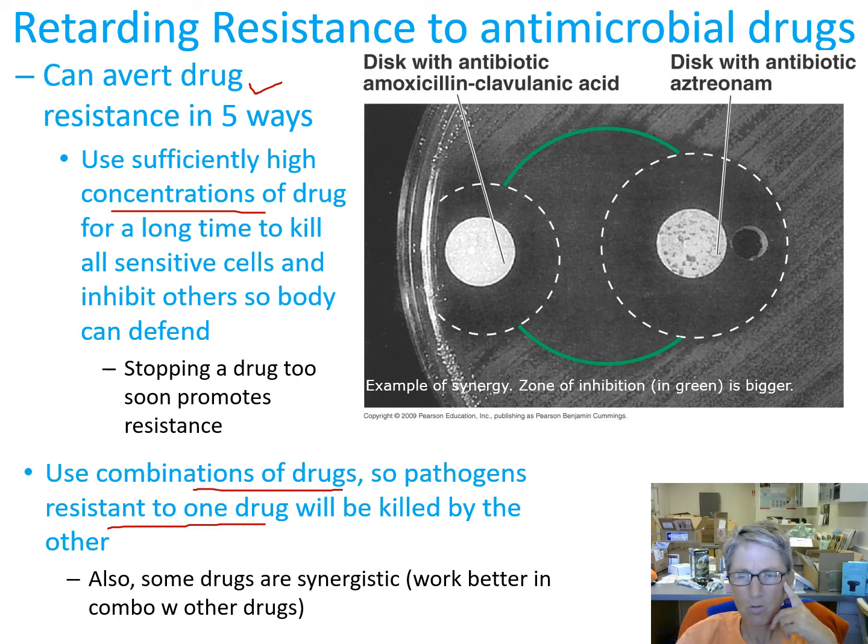And this just shows, again, here's our plate. So you can see there's a lot of bacteria here. Here's our antibiotic disc with this drug, amoxicillin, clavulanic acid, and here's another disc with aztreonam, I think. But anyway, the two discs together can create this large zone of inhibition.